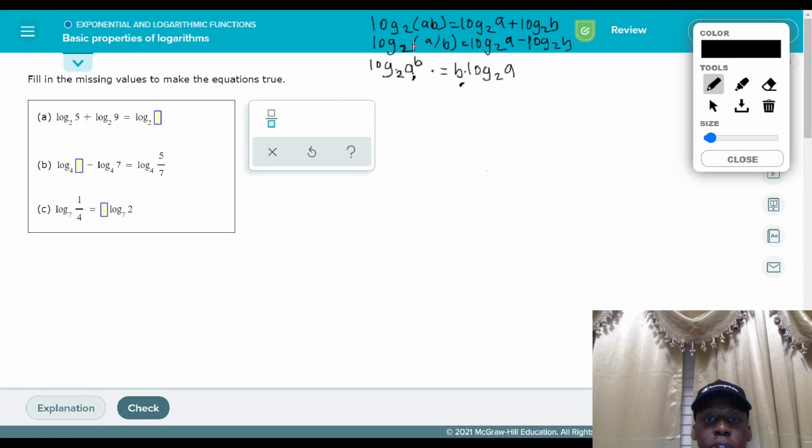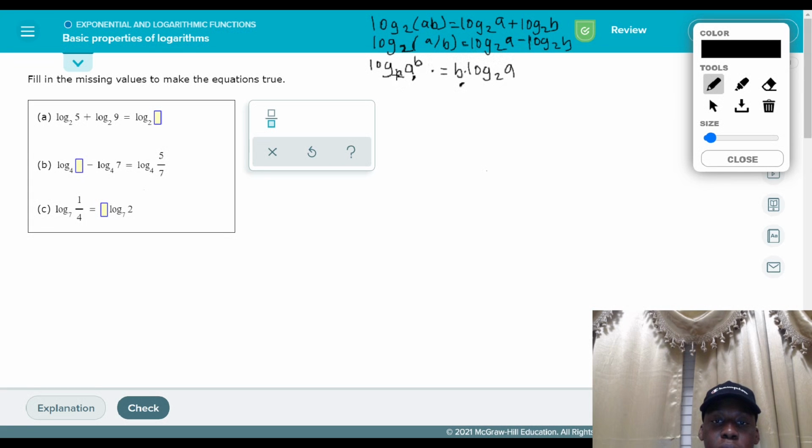So look at this, log 2 for the second property, which is the division property. Log 2 bracket a divided by b will be equal to log 2a minus log 2b. Basically, we're just subtracting the logarithms now.